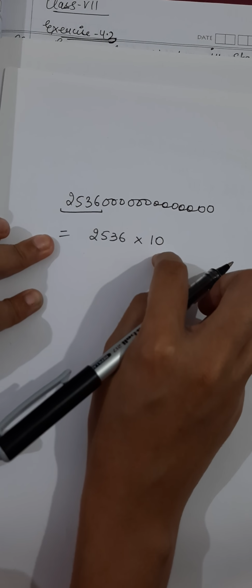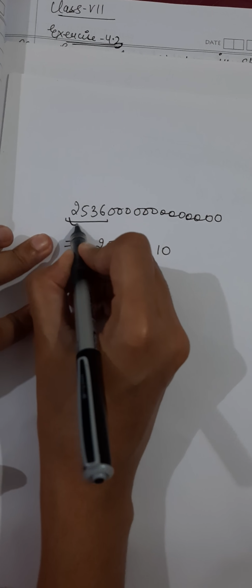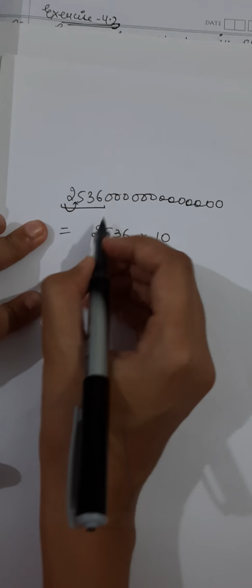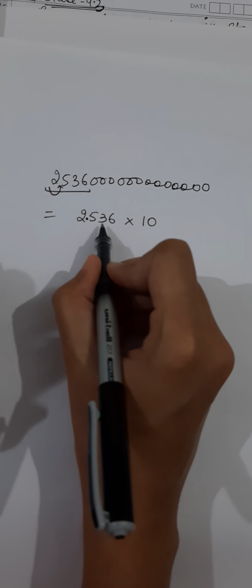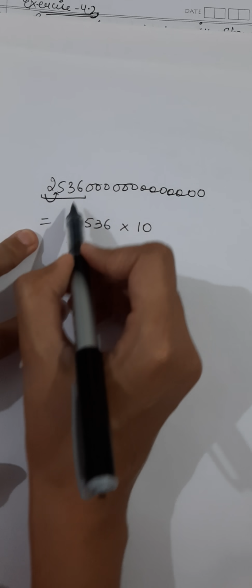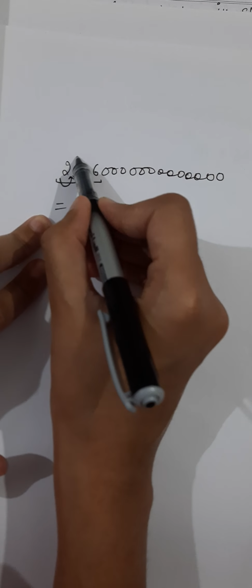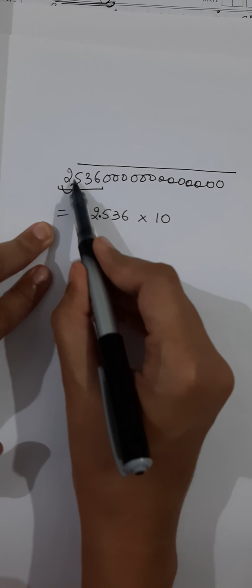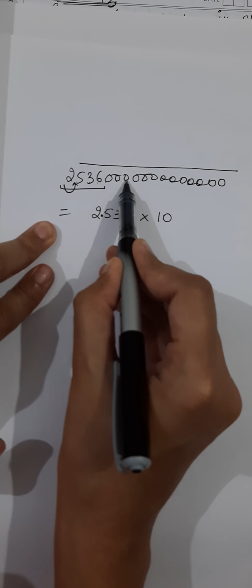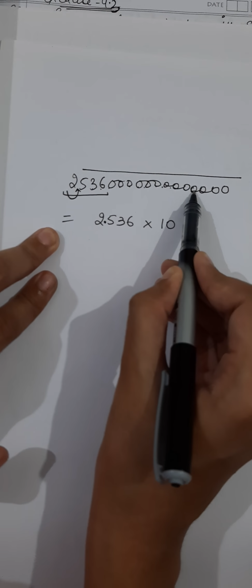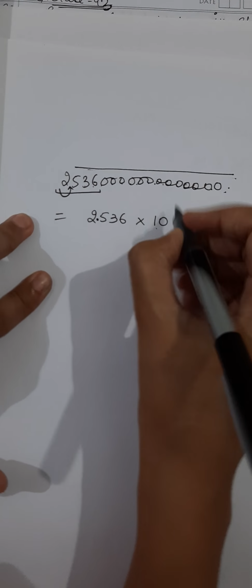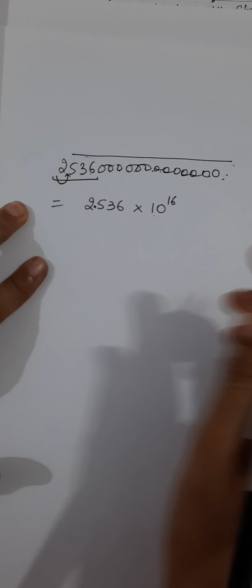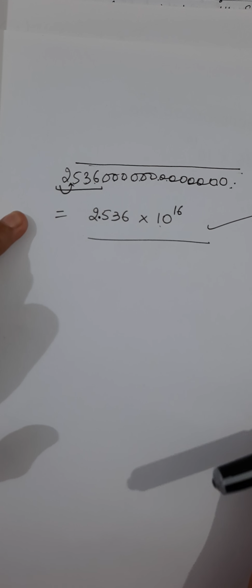Now we have to write the power, but let's first come to here. You are going to place the decimal just after the first number. That means I am going to write the decimal here, 2.536. Now after placing the decimal, how many digits are there after this? 1 2 3 4 5 6 7 8 9 10 11 12 13 14 15 16. These 16 digits are going to come in the power of 10. Now this is called the standard form.